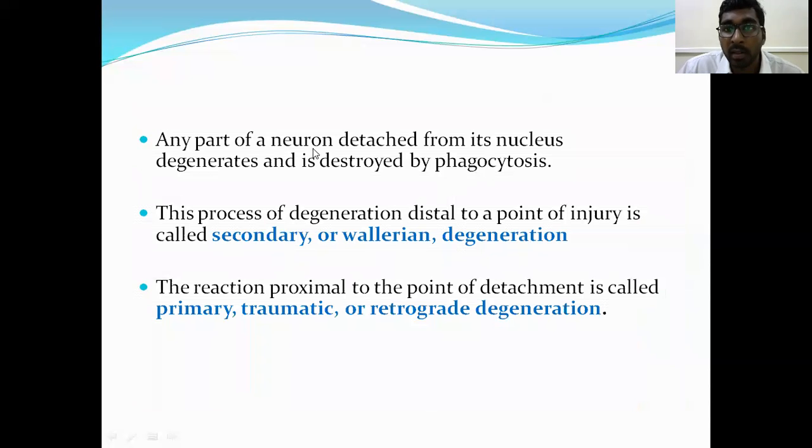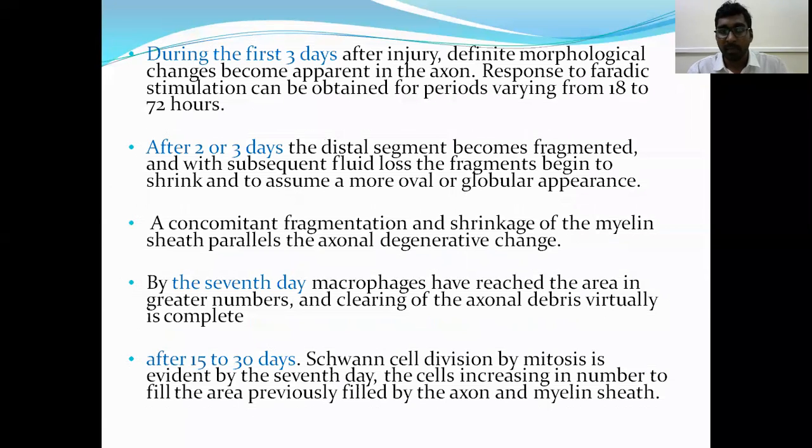Any part of the neuron detached from its nucleus degenerates and is destroyed by phagocytosis. The process of degeneration distal to a point of injury is called secondary or Wallerian degeneration, and the reaction proximal to the point of detachment is called primary or traumatic or retrograde degeneration. So if any nerve is damaged, the changes occurring distal to the nerve fiber are called Wallerian degeneration. The changes occurring proximal to the injury in the cell body cytoplasm are called retrograde degeneration.